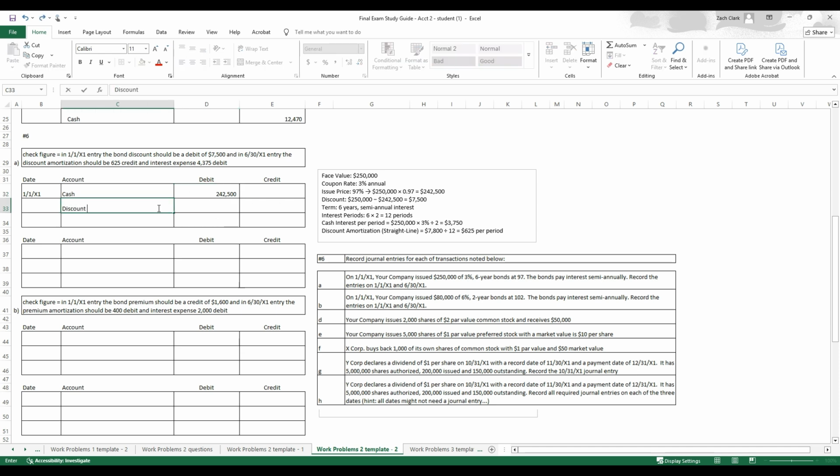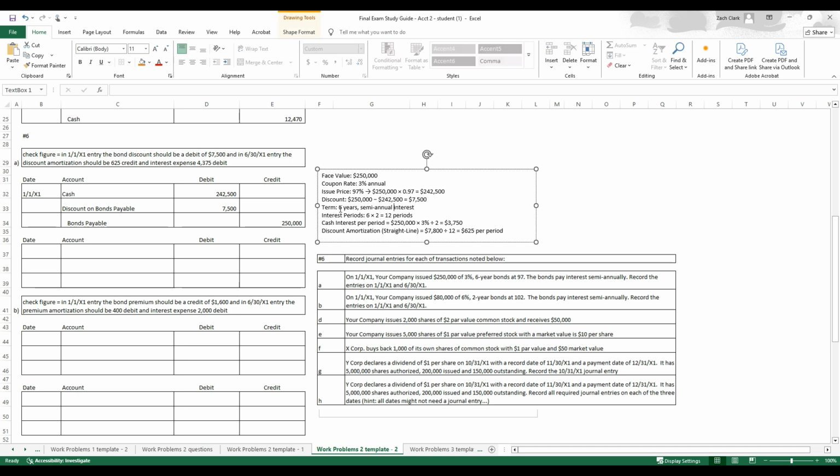And then we're going to say discount on bonds payable. And then we're going to have bonds payable. And the bonds payable are just at the actual amount because we're going to have to pay back the $250,000. So then we can just basically take the difference between those two to figure out that our discount was $7,500. And that's also sort of shown here in this box.